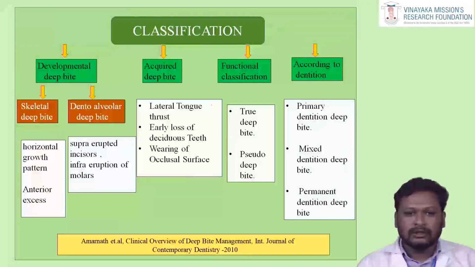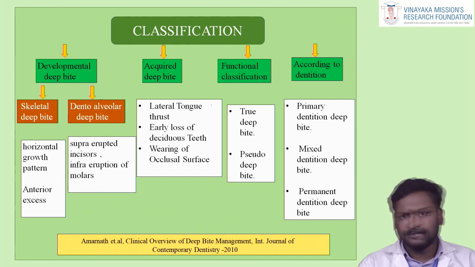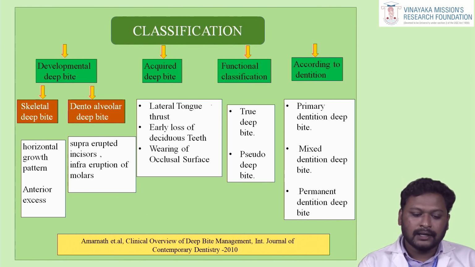So first we will look at the classifications. Classification is majorly divided into developmental, acquired, functional, and according to the dentition. The first one, developmental, may be a skeletal deep bite or a dentoalveolar deep bite. Skeletal deep bite mostly occurs with horizontal growth pattern patients and vertical anterior excess. The second one is dentoalveolar, which is due to either supra-eruption of the incisors or infra-eruption of the molars.